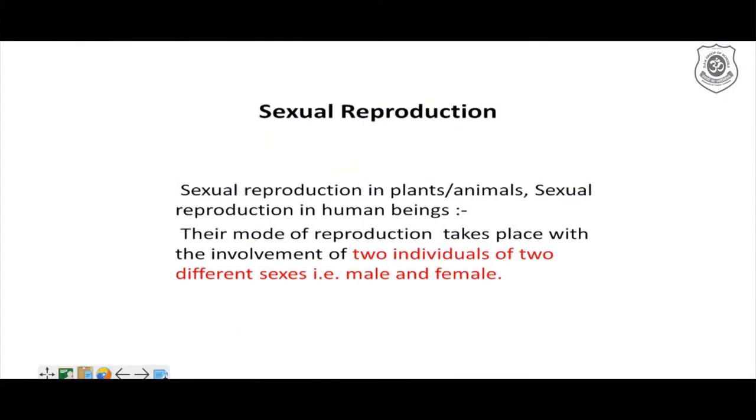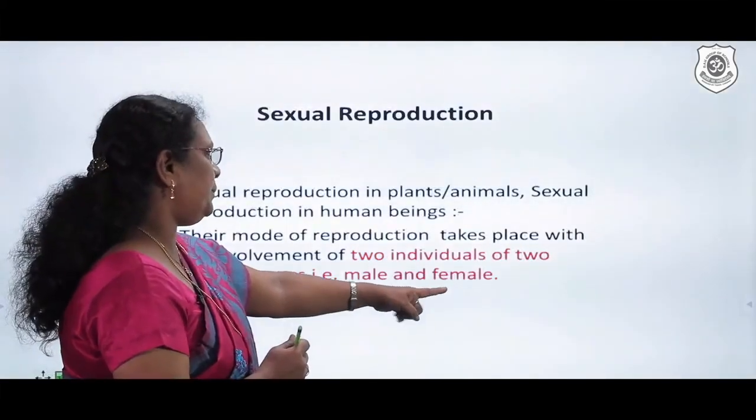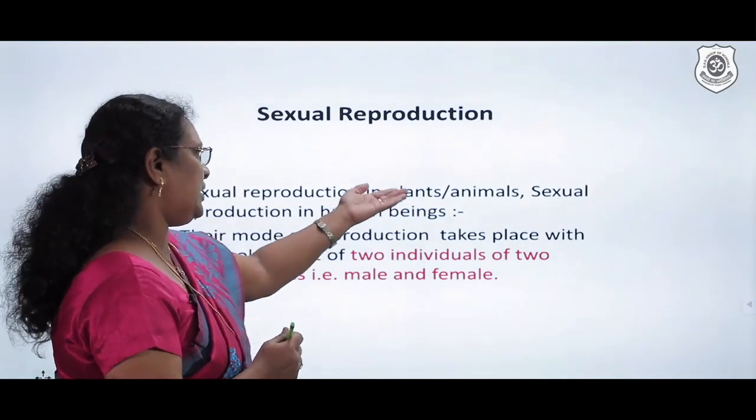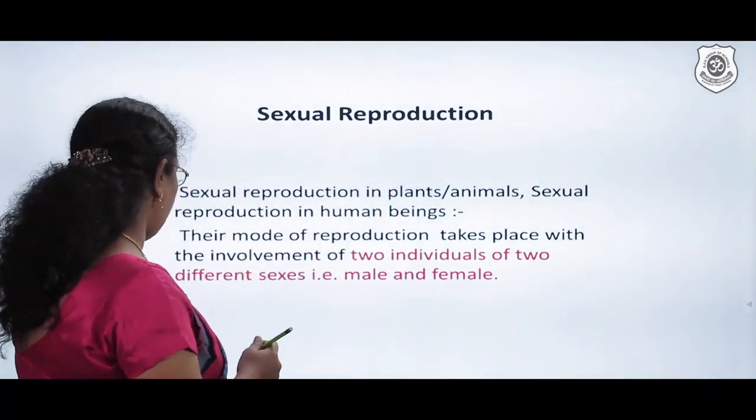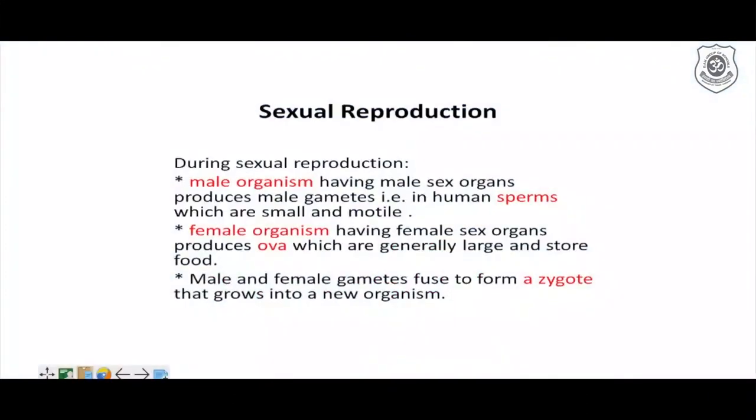We find the sexual reproduction. Definitely, this mode of reproduction takes place with the involvement of two individuals of two different sexes. That is, there has to be a male as well as a female. Where do we observe it? We observe it in plants, in animals, in human beings.